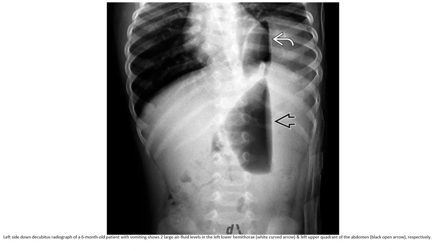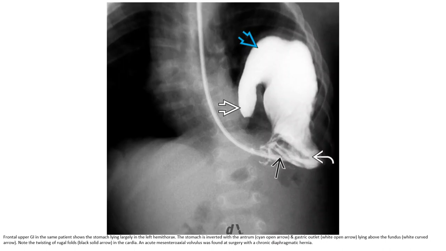Left side down decubitus radiograph of a 6-month-old patient with vomiting shows two large air-fluid levels in the left lower hemithorax and left upper quadrant of the abdomen, respectively. Upper GI in the same patient shows a stomach lying largely in the left hemithorax. The antrum and gastric outlet lie above the fundus. Note the twisting of rugal folds in the cardia. An acute mesenteroaxial volvulus was found at surgery with a chronic diaphragmatic hernia.